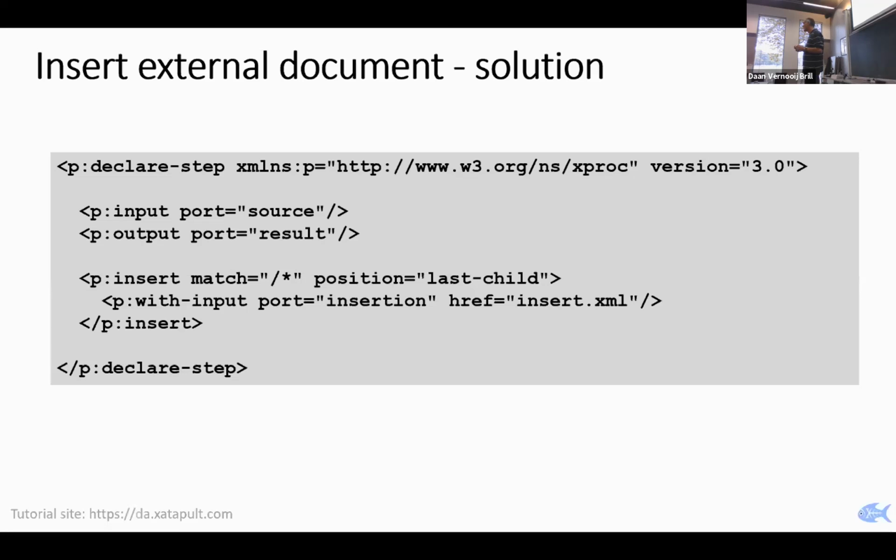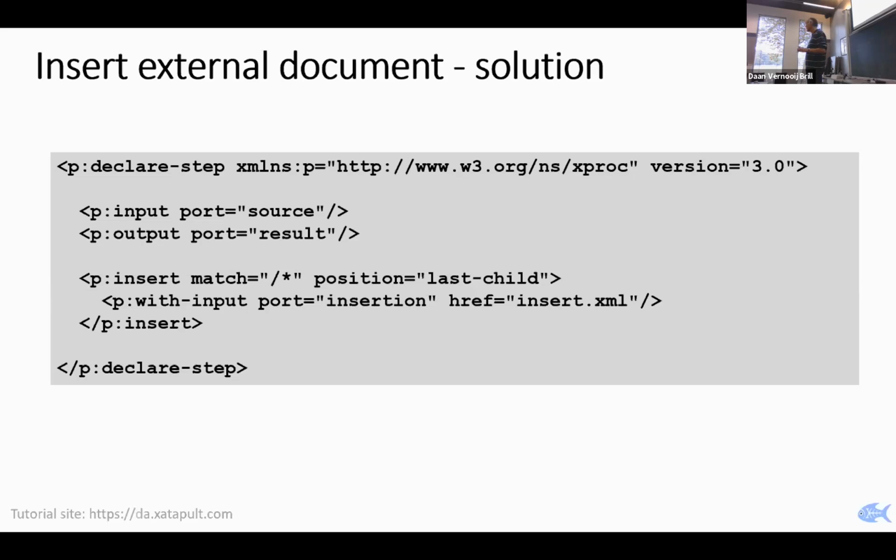If I understood you correctly, just the attribute port insertion is part of the context. So, is there no other port, or is there a different port that I could connect to? No, the P insert step has three ports: source, insertion, and result. That's all. If you look at the definition in the step library, you can find that. I accidentally used port source, and then it told me that wasn't bound. Yeah, then you get into complicated scenarios.